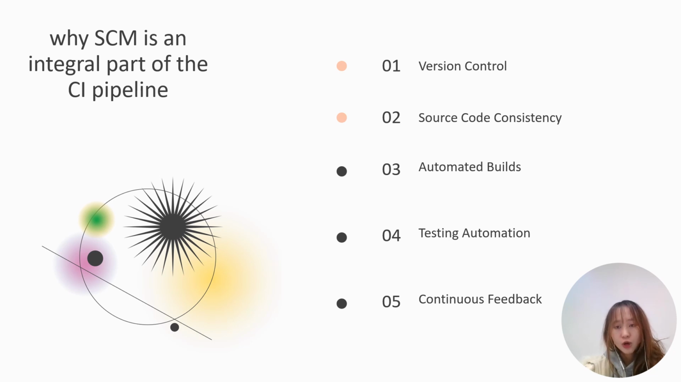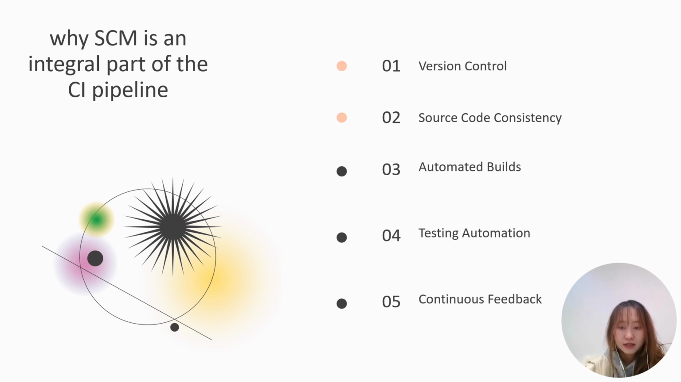And second is source code consistency. SCM helps maintain consistency in the development environment by providing a central repository for source code. And CI ensures the code consistency is maintained throughout the development process by automatically building and testing the code whenever changes are made. And the third is automated builds. SCM stores the source code, making it accessible for automated processes. CI systems pull the latest version of the code from a repository to perform automated builds.